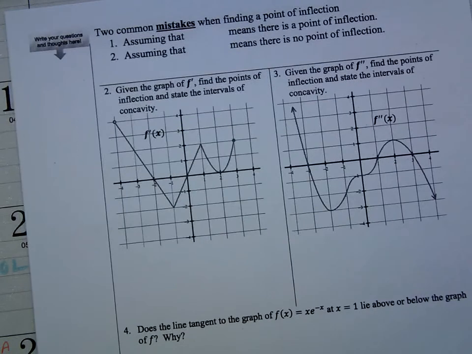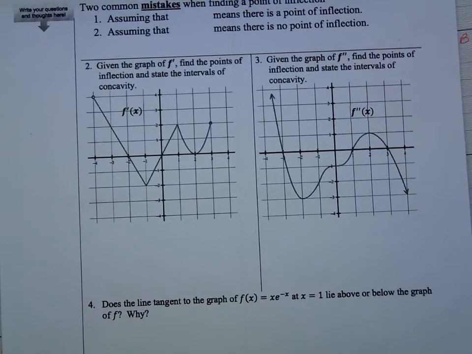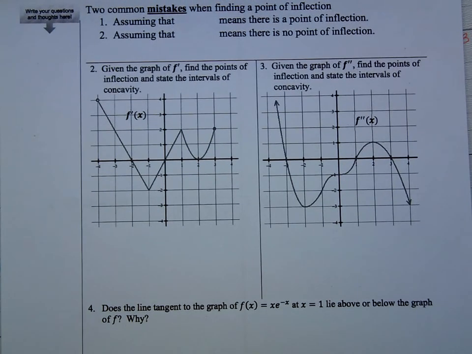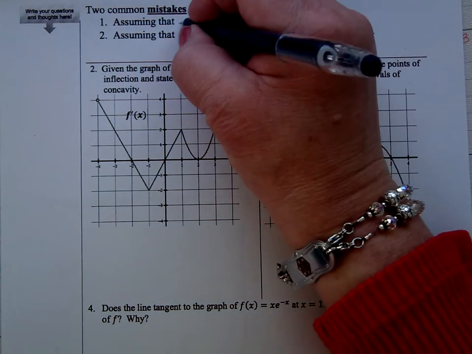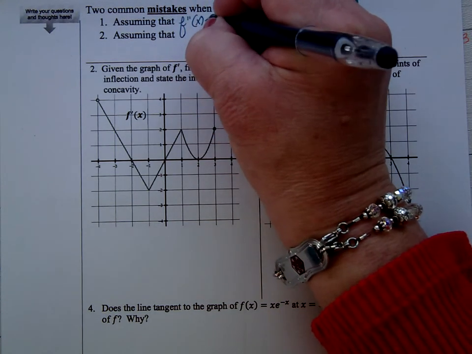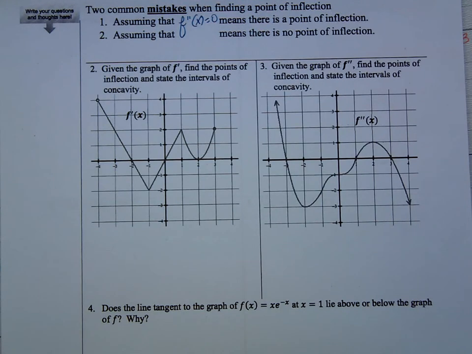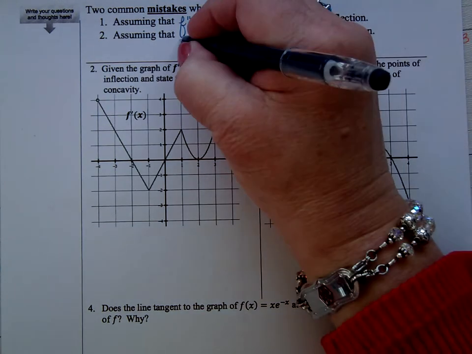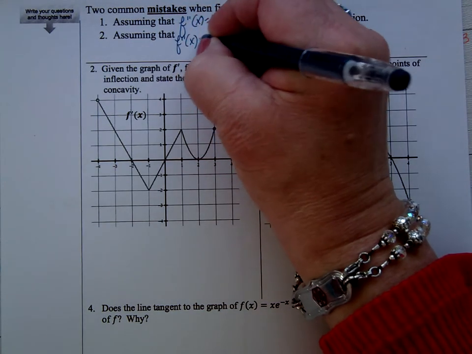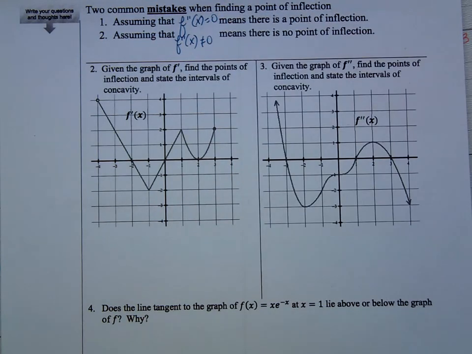Two common mistakes when finding points of inflection: assuming that just because the second derivative equals 0, there's a point of inflection, and also assuming that just because the second derivative does not equal 0, there's no point of inflection. You can't automatically assume it's a point of inflection. The easiest way to do it is make a sign chart and make sure that the signs change at that particular location.